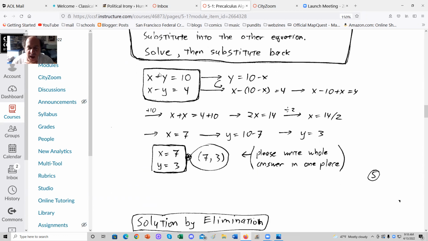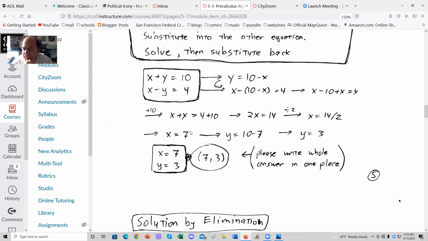So here, x plus y equals 10, therefore y equals 10 minus x. Substitute that y in for here. So x minus (10 minus x) is 4. And then, okay, you distribute the negative sign, you combine, you transpose the 10: x plus x equals 4 plus 10, simplify, 2x equals 14, divide both sides by 2, x equals 14 halves, so x equals 7.